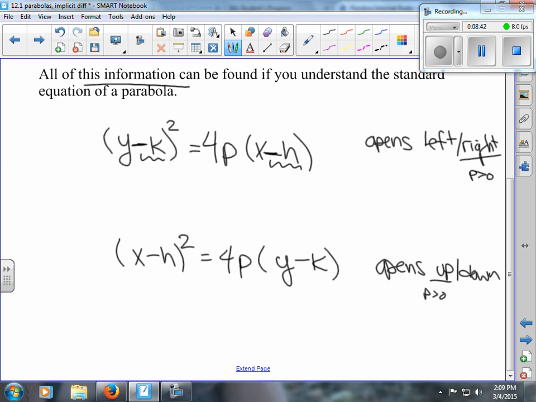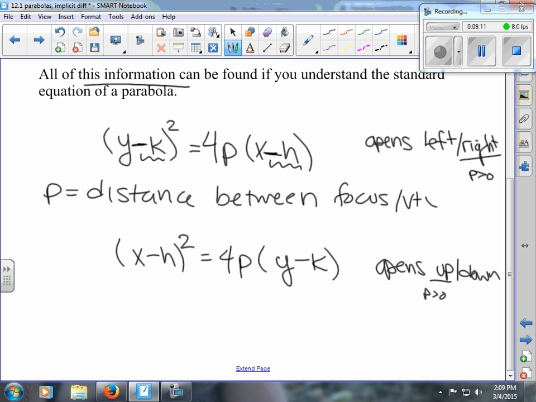And then p is really important. Not only does p tell you whether you're opening up and down or left and right, up versus down or left versus right, but p also tells you the distance between the vertex and the focus, and the vertex and the directrix. So p equals the distance between the focus and the vertex, same thing as the distance between the directrix and the vertex.